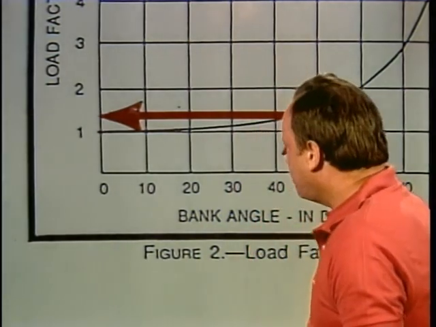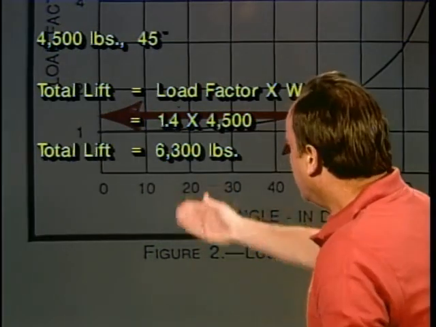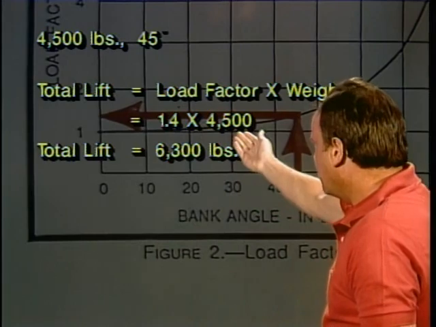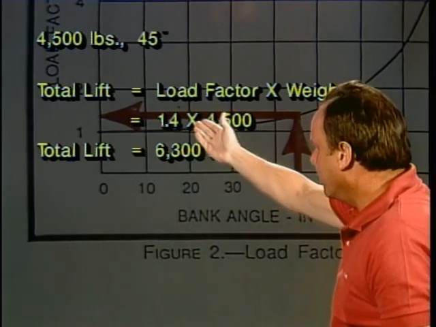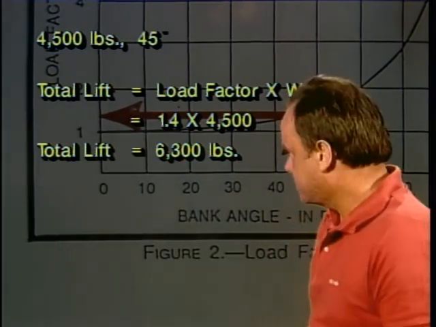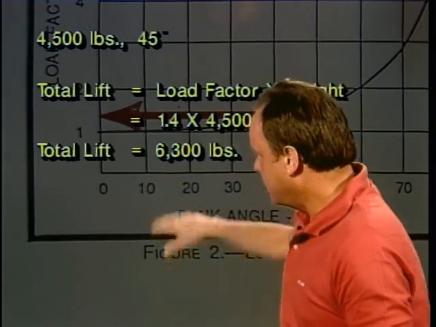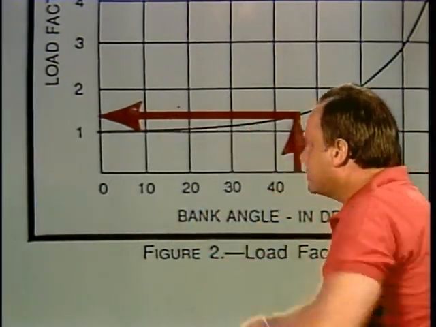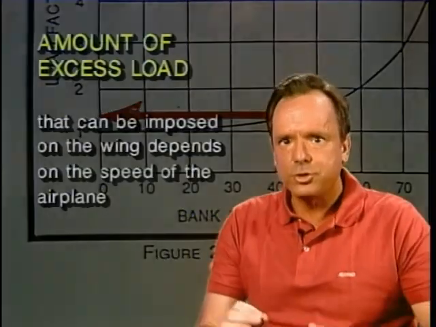So now let's take a look at an airplane that weighs 4,500 pounds, and we put 1.4 G's on this airplane. Well, if it weighed 4,500 pounds to begin with, you multiply that times 1.4, and now the wings have to support 6,300 pounds of weight because you have the G's on the airplane. So the question I want to ask you again: can you put too much load on the wings simply by rolling the airplane into a steep bank? And the answer is yes, you can.